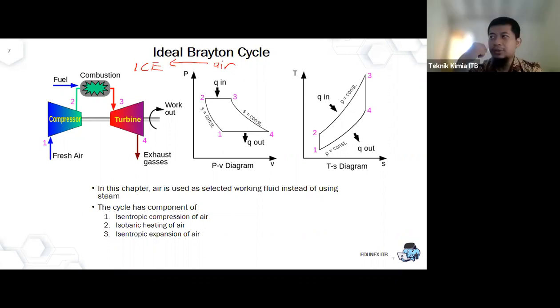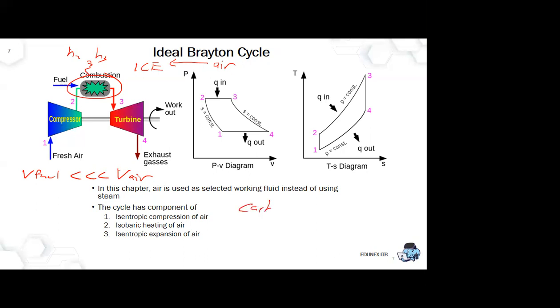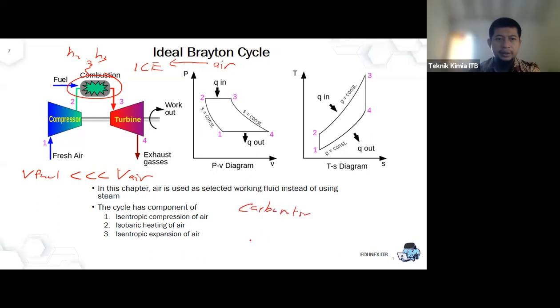Because like I said to you before, in this part it's only used to increase the enthalpy. It's 2 becoming 3, and the volume of the fuel is much smaller than the volume of the air. Can you imagine that? In a car it's called the carburetor. That's the mixture of the air and the fuel, nebulized fuel. It's always much smaller.